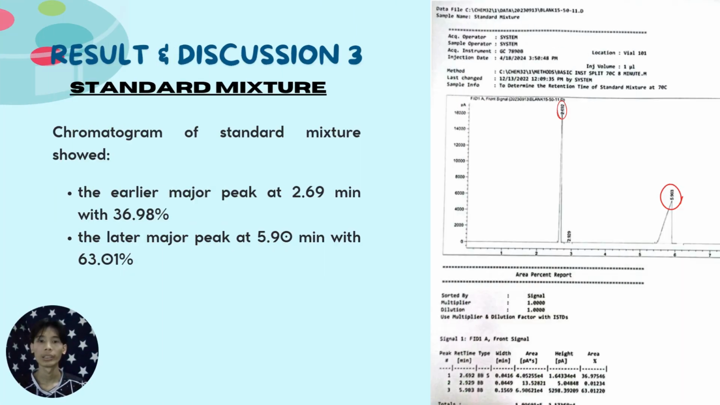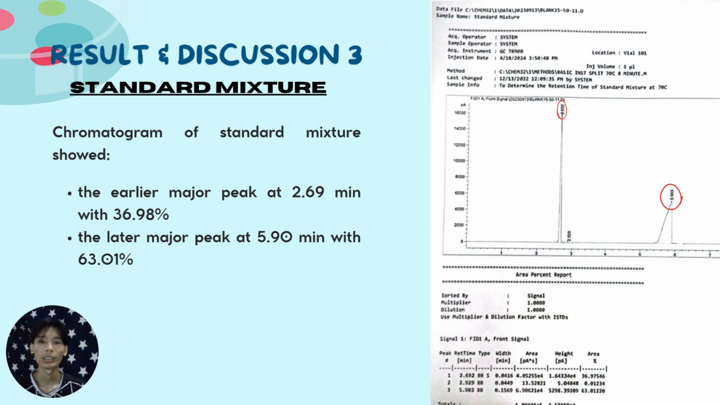Thank you. Now we are looking at the chromatogram of the standard mixture. The chromatogram shows two major peaks, which represent the two components present in the mixture. The first major peak appeared earlier at approximately 2.69 minutes, and it contributes around 36.98% of the total peak area. The second major peak appeared later at around 5.9 minutes, contributing about 63.01% of the total peak area.